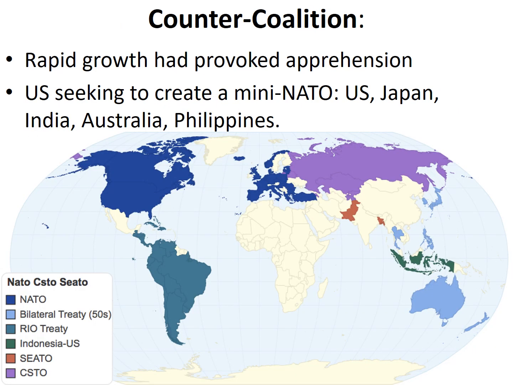China's rapid growth has provoked apprehension among its neighbors and peer competitors. And so China's concerned that the U.S. could seek to create a counter-coalition, a miniature NATO, involving the U.S., Japan, India, Australia, and the Philippines, as well as other countries in the region.